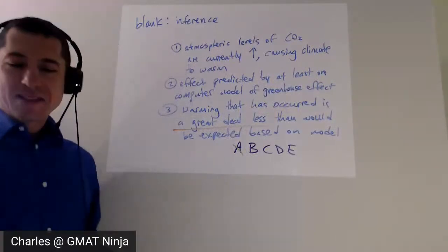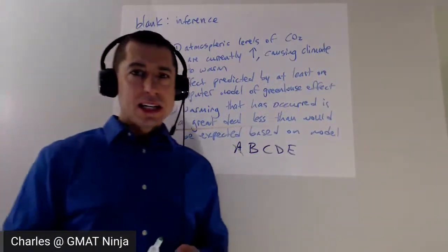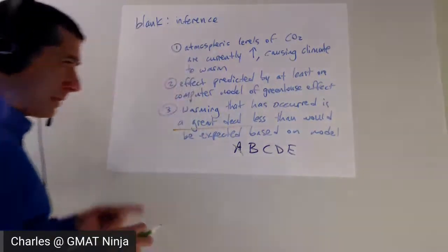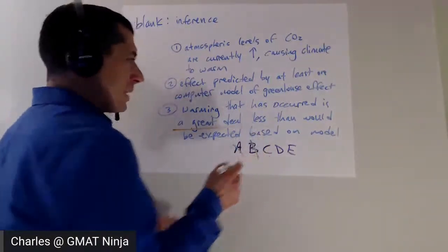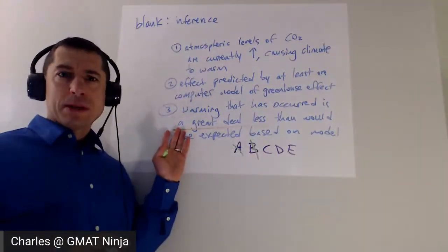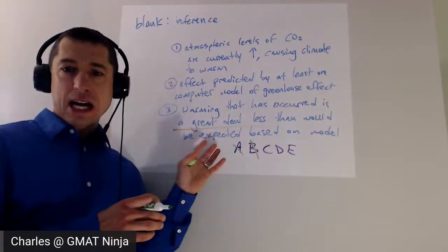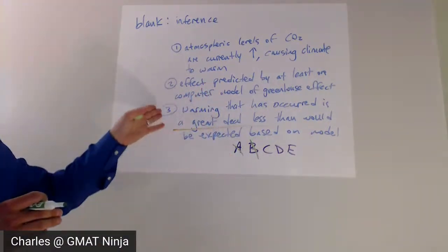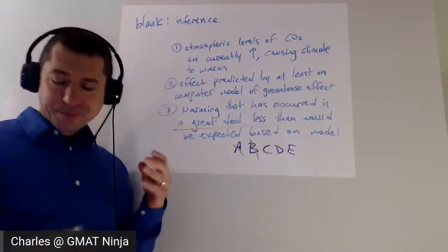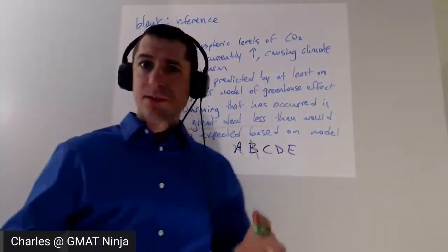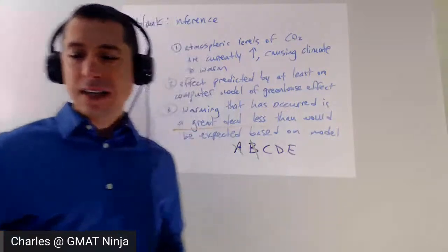B, better measurements of atmospheric levels of carbon dioxide are needed. I don't think anybody's tempted by that. We can eliminate that pretty easily, because we're not saying it's a problem of measuring the carbon dioxide. There just seems to be a discrepancy between the measured levels of carbon dioxide and what's actually happening in the models, how much warming there is, what the model predicts versus what's happening in reality.